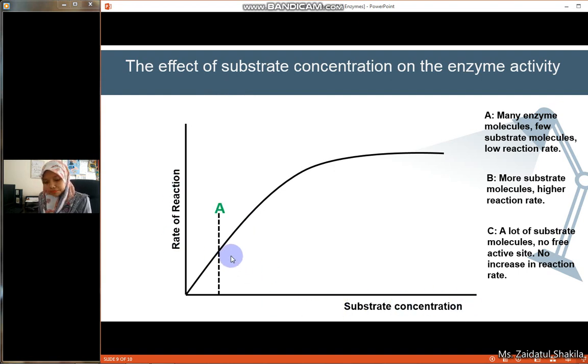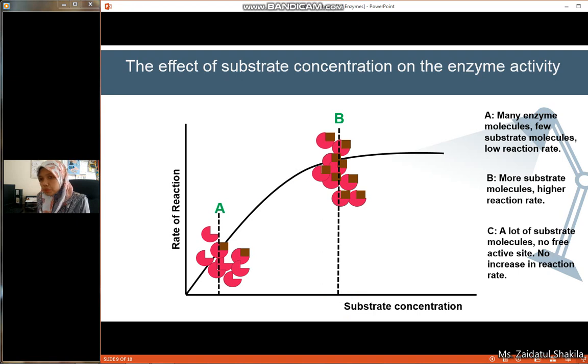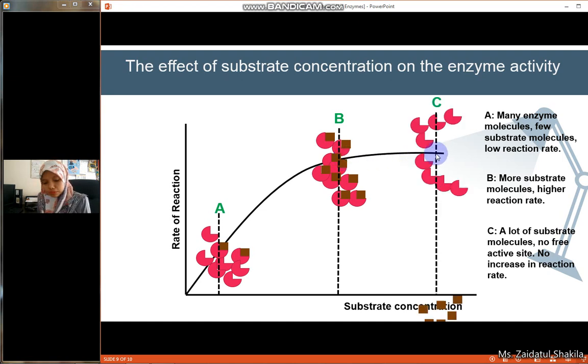In A, there are many enzyme molecules but few substrate molecules, therefore the rate of reaction is low. While in B, when there are lots of substrate molecules, the reaction proceeds at a faster rate. Up to a certain substrate concentration, the reaction reaches the point of saturation at B. While in C, there are a lot of substrate molecules but there are no free active sites, so enzyme concentration becomes the limiting factor. The rate of reaction becomes constant and the graph shows a plateau.